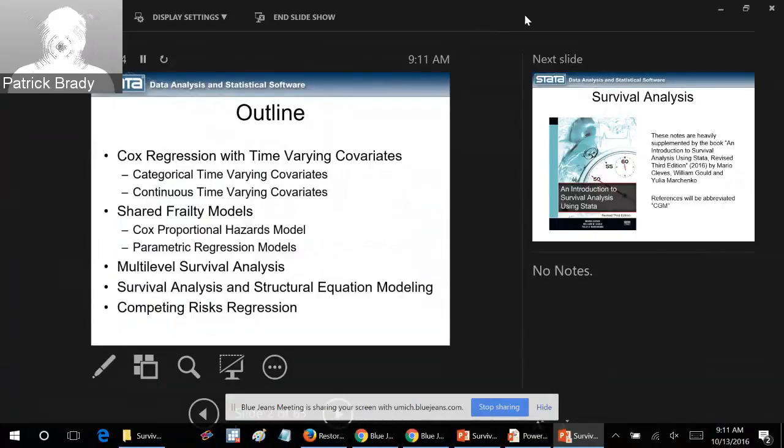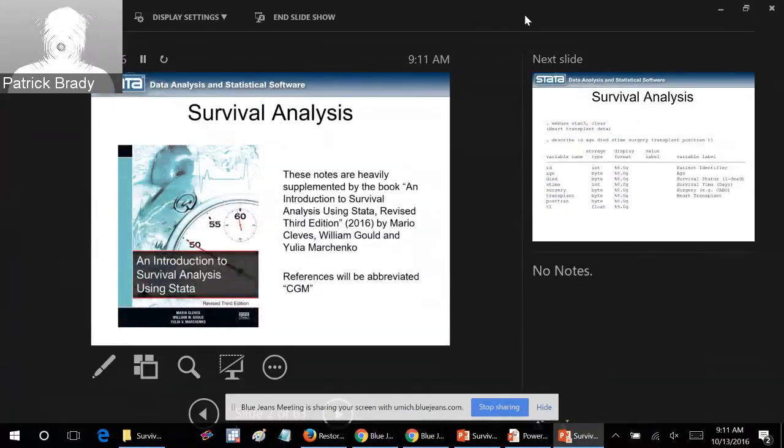And shared frailty leads us into multi-level. What if we have patients nested within physician practices and things like that? You can even now incorporate survival analysis into full-blown structural equation models. And then we'll wrap up talking about competing risks. If you're interested in one event, there are other events that compete with that. So we'll just touch on that at the end.